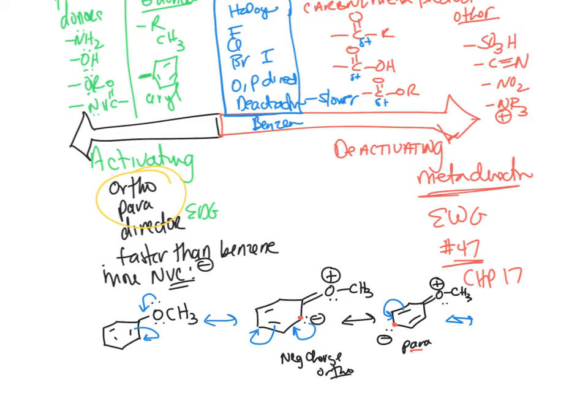I did it wrong. Your electrons, you always start with your electrons. The negative charge goes there, and you redraw. So now we have a negative charge there and there, and you can see that that is ortho once again. So you get more of a negative charge on the ortho para position.